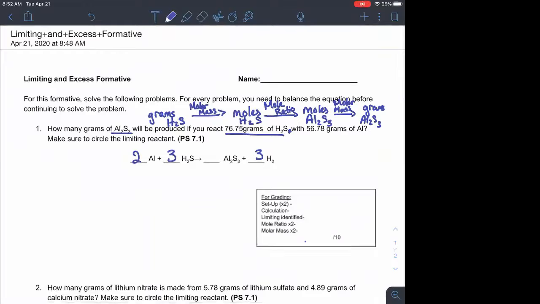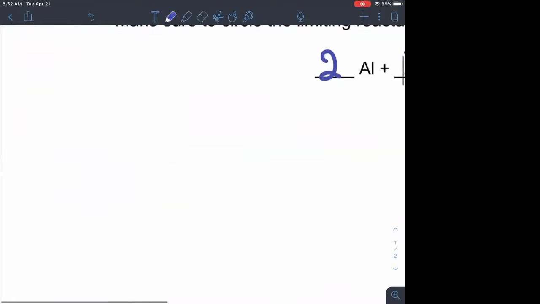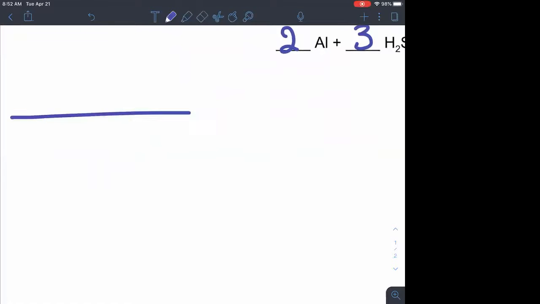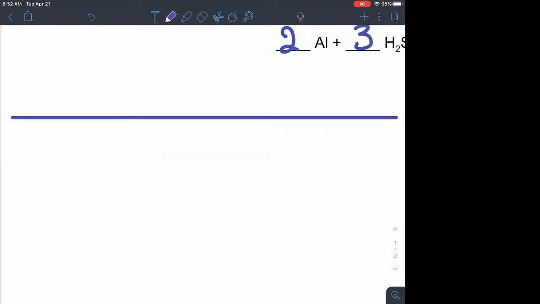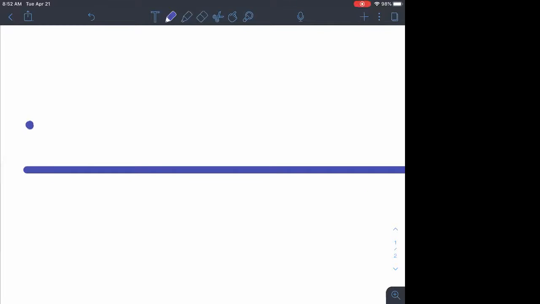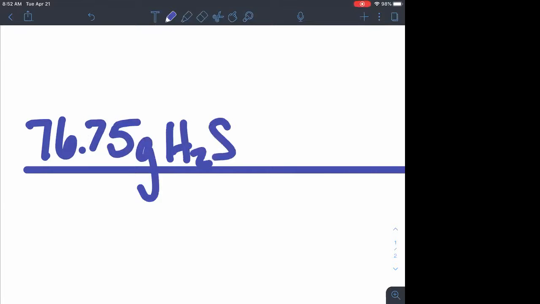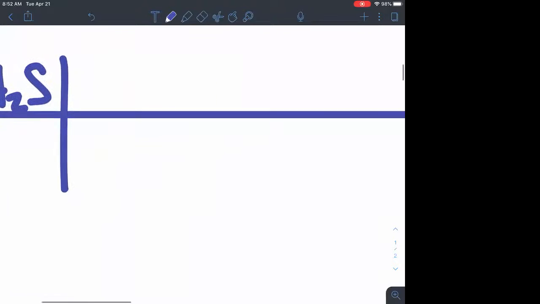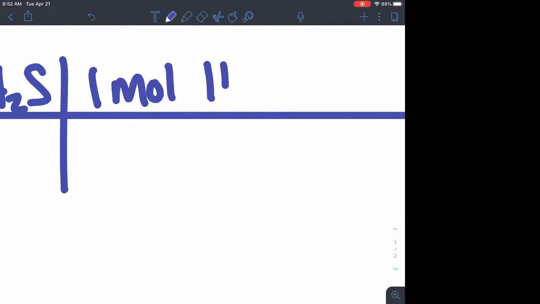Now that we have all that, we can set up our problem. We're going to set up our railroad tracks. We're going to put in our 76.75 grams of H2S. We want to use the molar mass of H2S to go from grams to moles of H2S. Our molar mass is going to be the number of grams that equals how many moles? It always equals 1 mole. So it's always for every 1 mole of H2S.